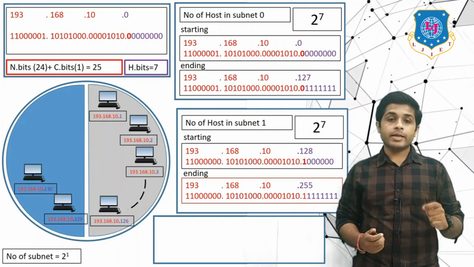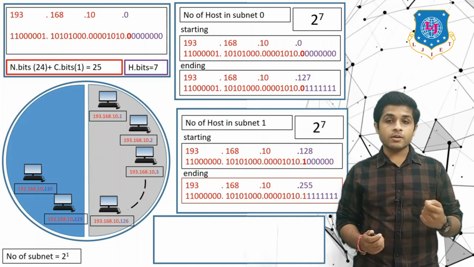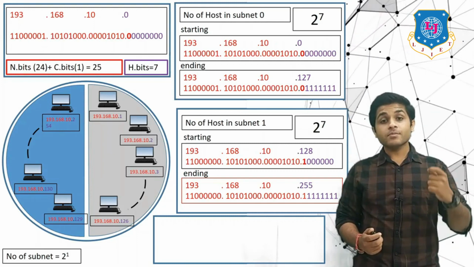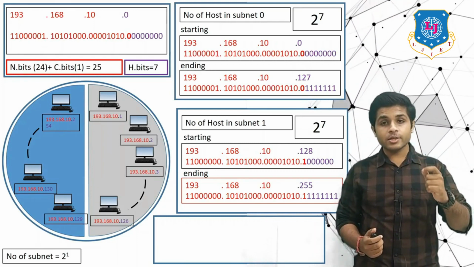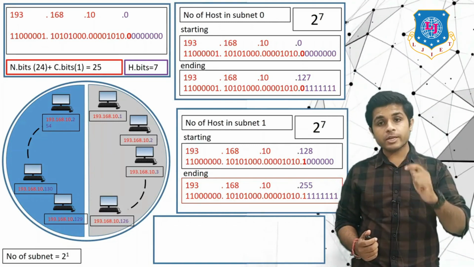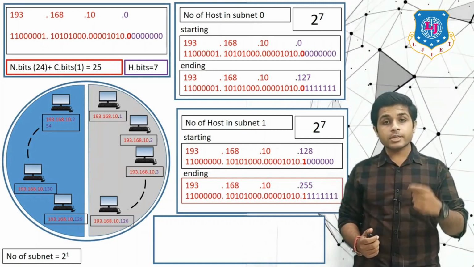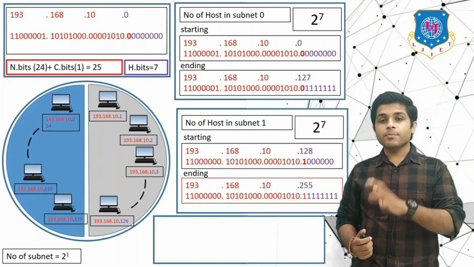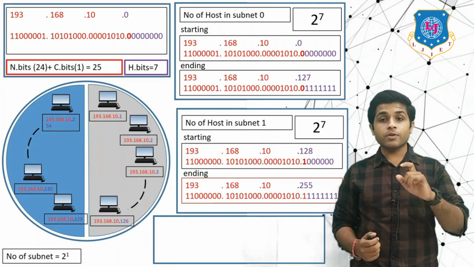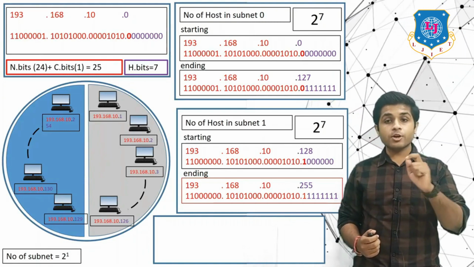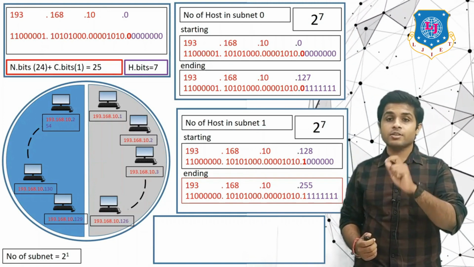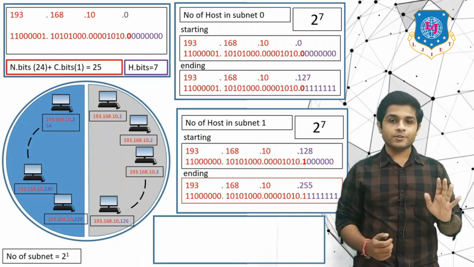It will be 193.168.10.129, then 10.130, 131 up to 10.254. If you increment 1 to the last usable address of subnet 1, which is 193.168.10.254, you will get 193.168.10.255. So that is the broadcast address of subnet 1. If we further increment 1 to the last address of subnet 1, which is 193.168.10.255, you will get 193.168.11.0. So the network is changed.